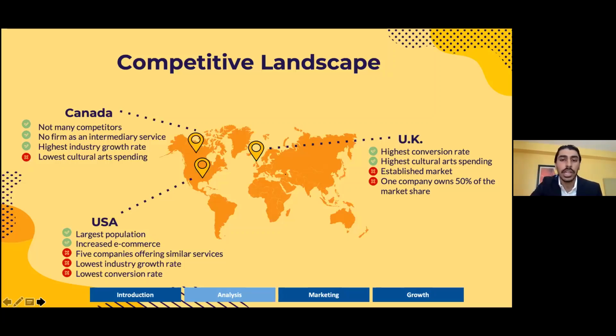Lastly, the UK market has positives like their high customer conversion rate of 3.81% and high cultural arts spending. But they already have an established market, and one firm dominates 50% of the market share with a very loyal customer base.